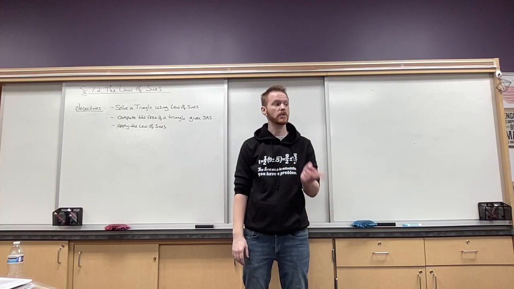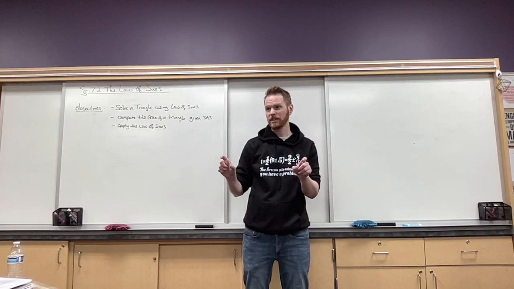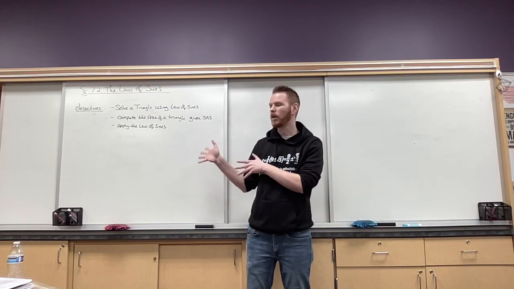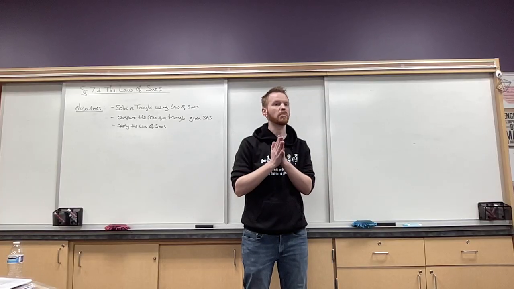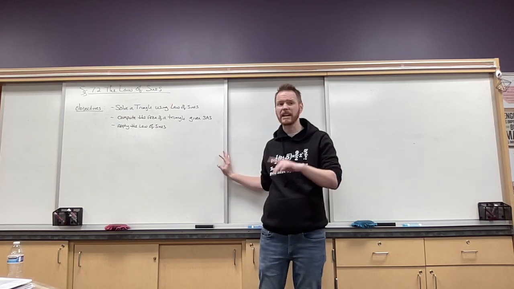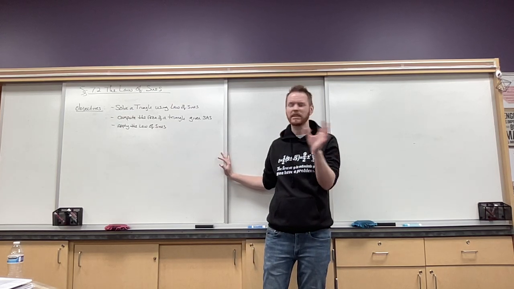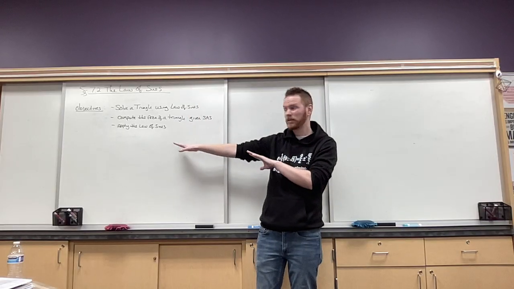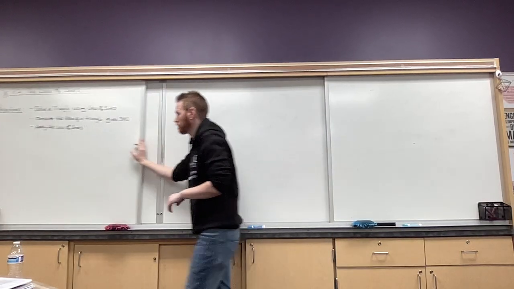Now, this does not include the ambiguous case. That's what we're going to do on Monday. So this is just part one. Part two is going to be what happens if the triangle doesn't quite work out, like there could be more than one triangle we're looking at. So again, I separated that because I think it's important to get a good foundation of what this is and how to use it.